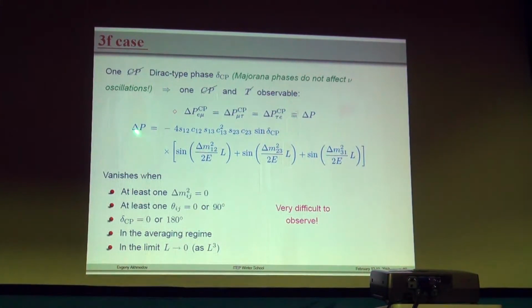By the way, this factor here, by analogy with the quark physics, is sometimes called the Jarlskog invariant. For those who are familiar with the Jarlskog invariant in the problems of CP violation in hadronic physics, this is the leptonic analog of the Jarlskog invariant. It is invariant with respect to the reparametrization of the leptonic mixing matrix.